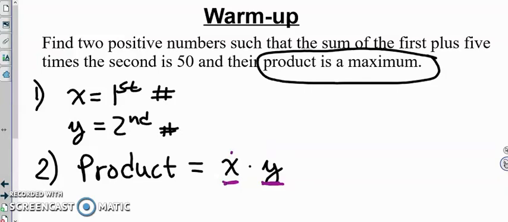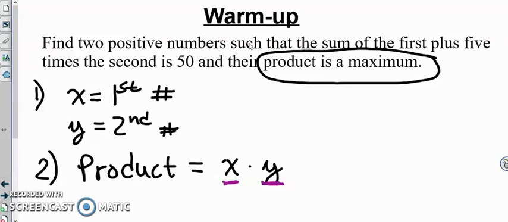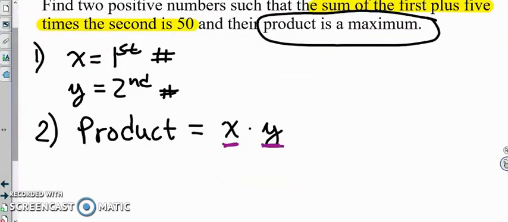All right, so if we take a look at what is being said here, the other thing that we can find is a sum. They give us information, they say sum. We know sum means addition, so we are going to add two numbers together. It says the sum of the first plus 5 times the second is 50. So for our second equation, we always should have two equations if we're trying to change it from x and y to all x's or all y's. That's the part that we have right here.